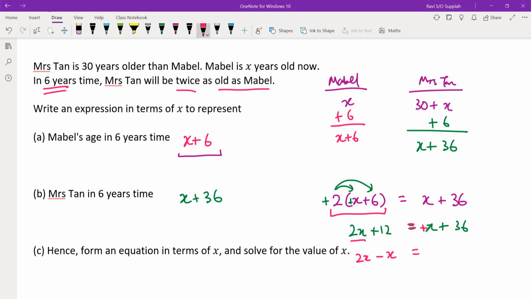Same thing for the 12. The 12 is positive 12. When I bring it over, it will become negative 12. So I have 36 minus 12. So 2x minus x is x, and 36 minus 12 is 24. So that is the answer for x, which is the answer for part C. Okay, thank you.